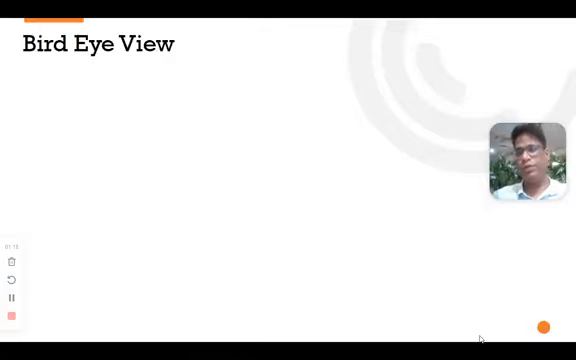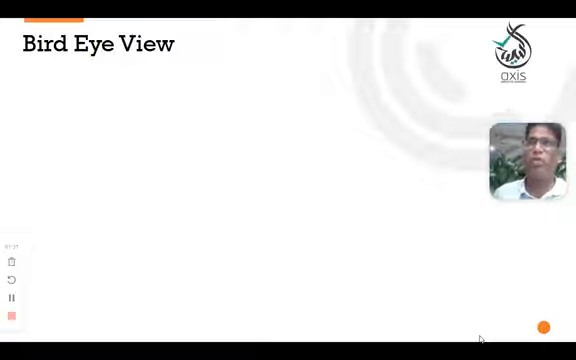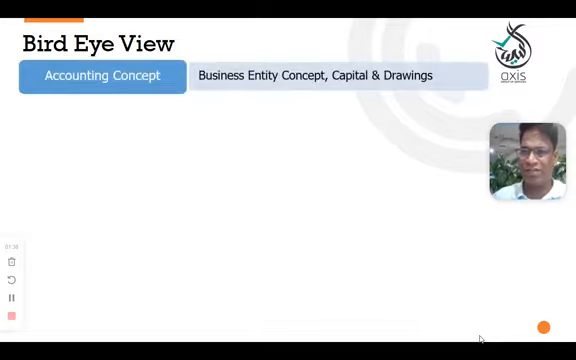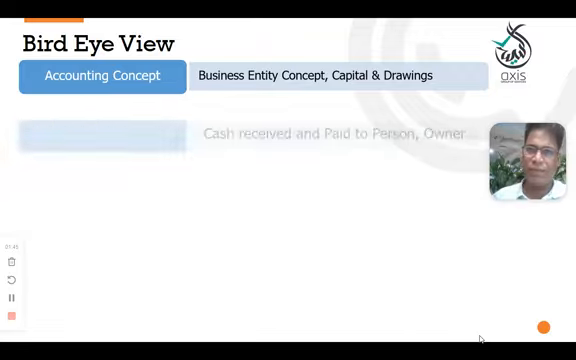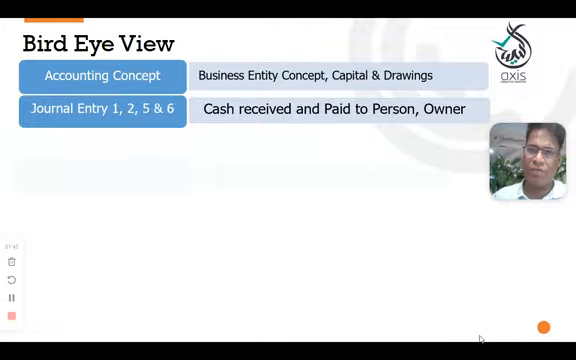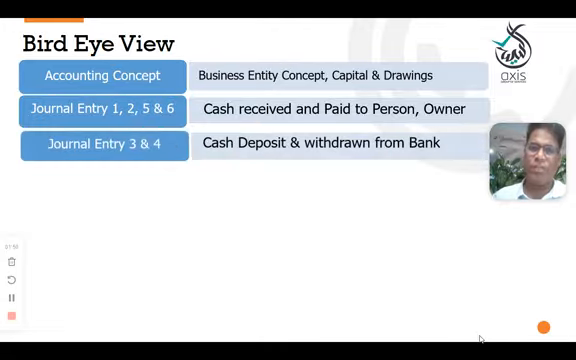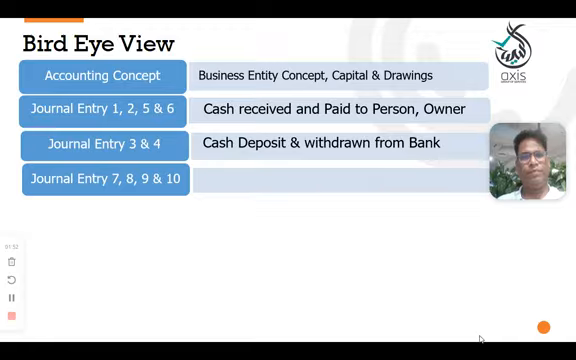So, a bird's eye view: this is the last session related to the basic entries. After that, the nature of accounts will come, and we'll discuss it at the end of the session. Today, very quickly, we'll go through how many sessions, concepts and transaction scenarios we completed. Firstly, basic entity concept, capital and drawings, cash received and paid to a person and the owner, cash deposited and withdrawal from the bank.